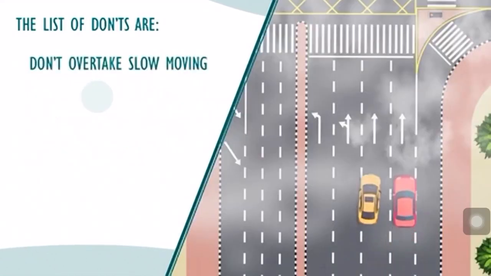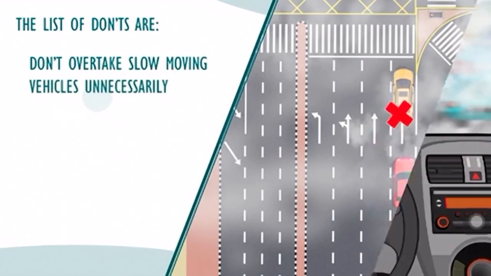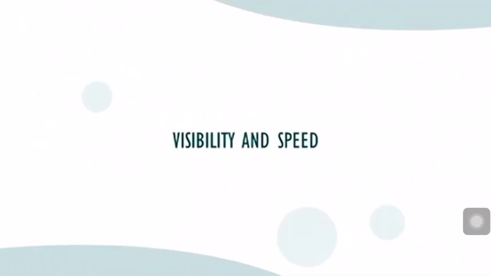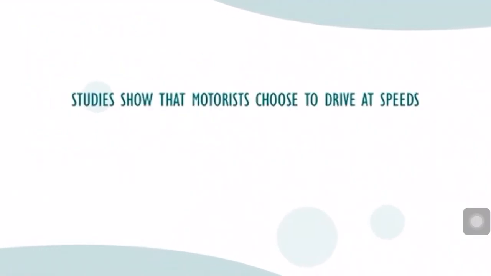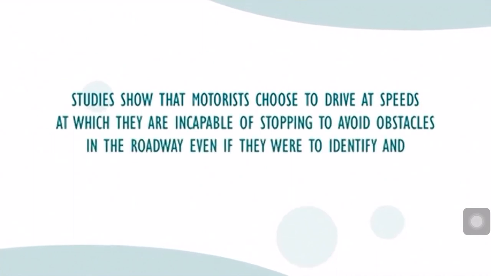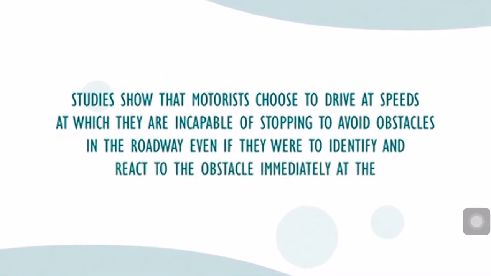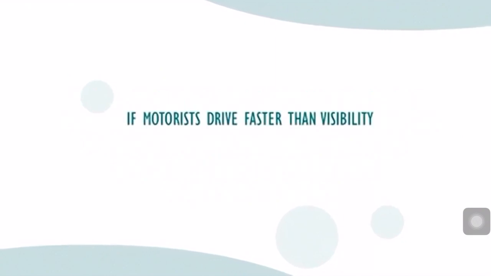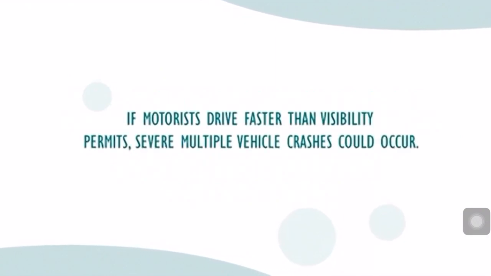Don't overtake slow-moving vehicles unnecessarily. Don't continue driving if the fog is too dense. Visibility and speed. Studies show that motorists choose to drive at speeds at which they are incapable of stopping to avoid obstacles in the roadway, even if they were to identify and react to the obstacles immediately at the border of visibility distance. If motorists drive faster than visibility permits, severe multiple vehicle crashes could occur.